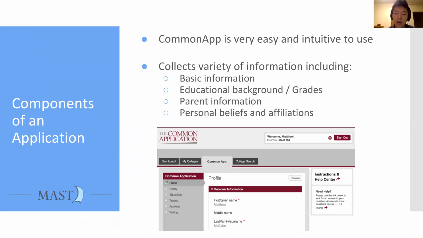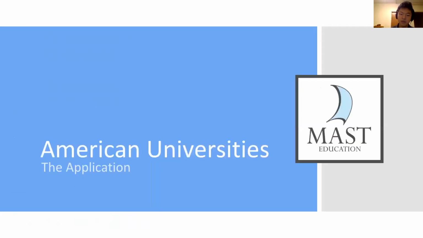On the Common App, there will be a variety of things that you need to fill out. So the most basic things are like your educational background, your parents' information, your personal beliefs and affiliations, your previous test scores. So it's all a very simple process. If you can see in the little diagram below, it's just a name field, and there'll be like a little box for you to fill in. So this should take you about an hour. So into the main components of the application. So the basic information in the Common App takes about an hour.